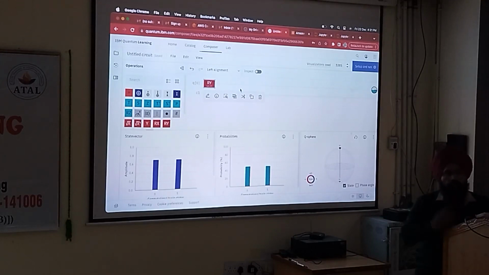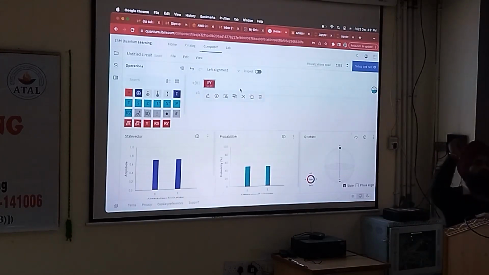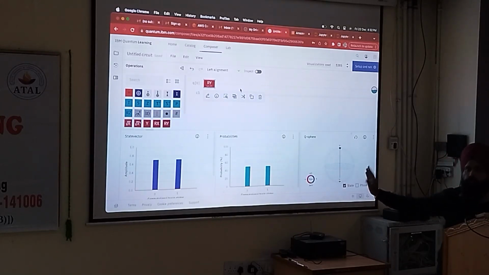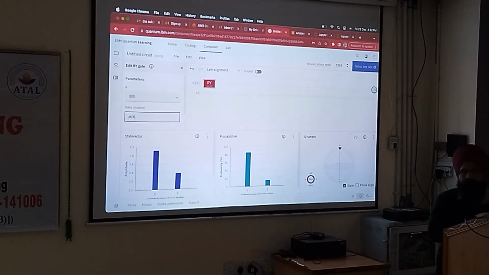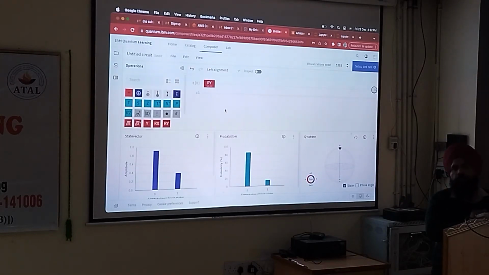We apply the RY gate, rotation about the Y axis. Here the value is pi by 2. If we change the value, then the probability will change. Otherwise, it is divided simply 50-50%. Here, we added the value, and we give it as pi by 4, and the output is different now.